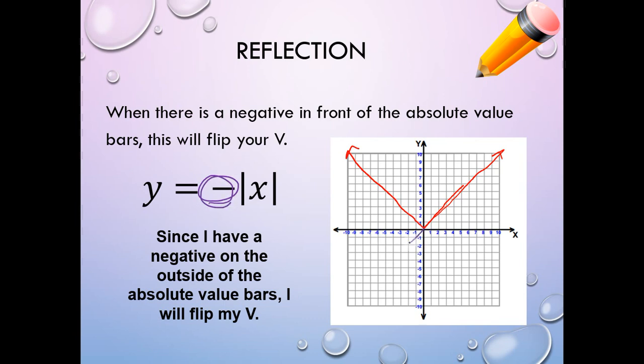Now, what this negative right here is going to do is actually take that V and flip it so it's upside down. Just like the x-axis would be your mirror. So the V is going to be mirrored across the x-axis. That one's just a little hard, but just always remember, you're going to flip the V from what it normally would be. Instead of being a V, you're going to have a mountain.